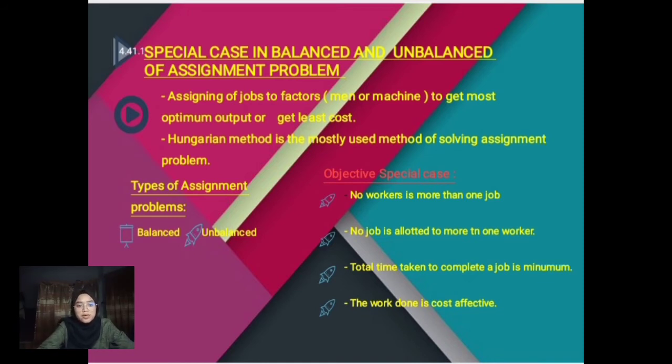The objectives of the special case: no worker is assigned more than one job. The second objective is no job is assigned to more than one worker. The third objective is the total time taken to complete the jobs is minimum. And the last objective is the work done is cost effective.